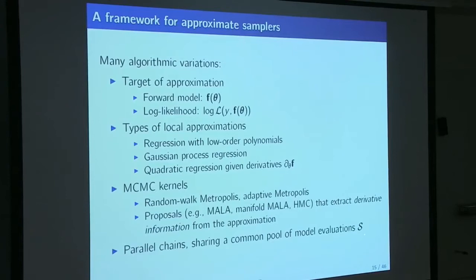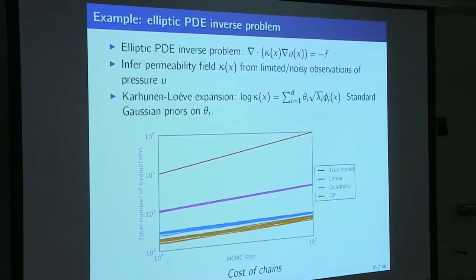Just to give you a quick example, this is the baby problem that we all test things on. This is a PDE where we're trying to learn the coefficient, parameterized in some way using the KL expansion from the prior. Here I'm showing you, as a function of the number of MCMC steps, the costs of different chains. The red is basically the vanilla algorithm. If I take 10 to the 4th steps, I've run the forward model 10 to the 4th times, and if I take 10 to the 5th steps, 10 to the 5th times, and what you see is what you get. Now, with different levels of local approximation, local linear, quadratic, or local Gaussian process, you find that you're evaluating the forward model far fewer times in a given number of MCMC steps. Here in 10 to the 5th steps, we're evaluating the forward model a couple hundred times.